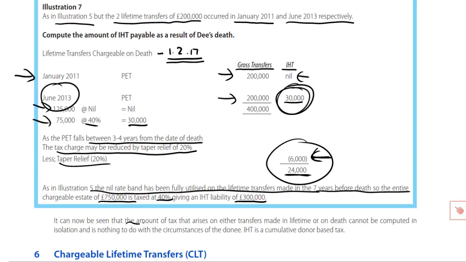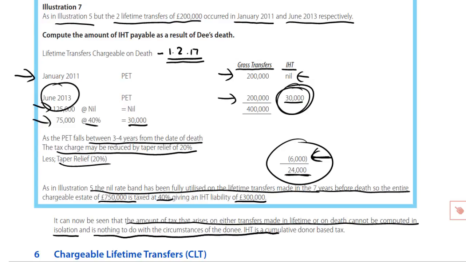As we said, it can now be seen that the amount of tax that arises on either transfers made in lifetime or on death cannot be computed in isolation and is nothing to do with the circumstances of the donee or donees. IHT is a cumulative donor-based tax.